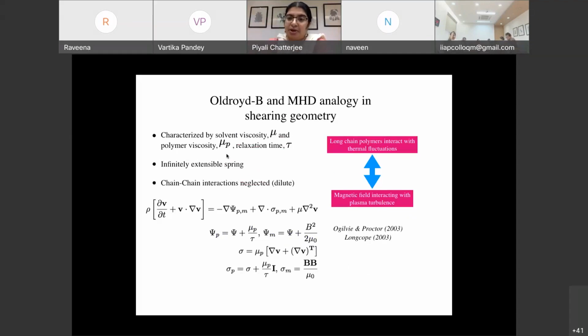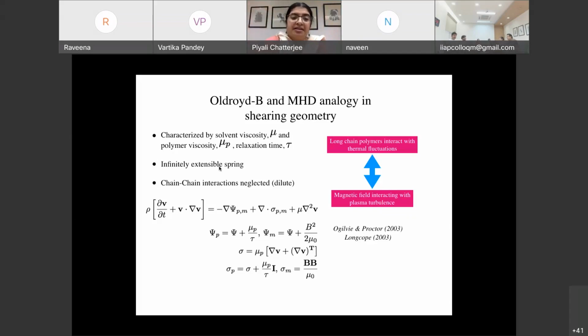So it depends on the polymer that you have added, and a relaxation time tau. And there are other assumptions in the model. Basically, it says that it's an infinitely extensible spring. So the spring constant always remains the same. It is not changing even if you stretch it.